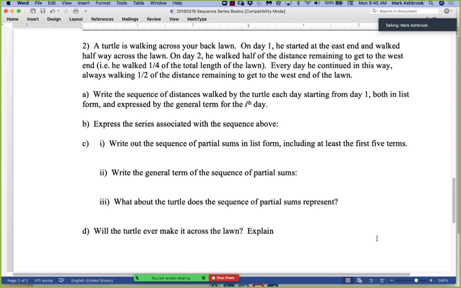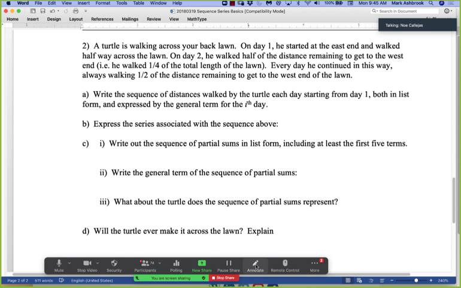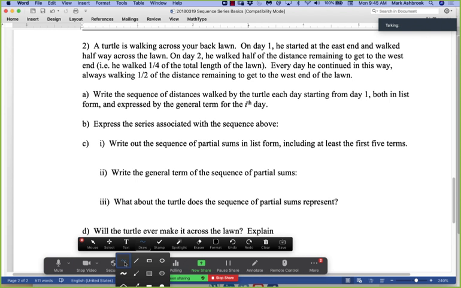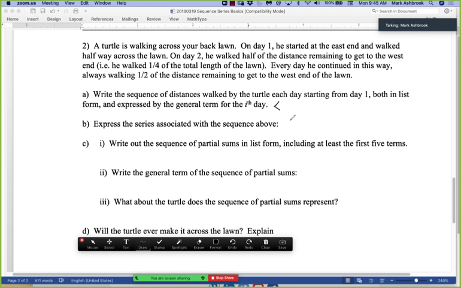Okay, so we're going to write a sequence of the distances walked by the turtle each day starting from day 1. We're going to do it as a list. Just list them out, and then we're going to figure out the formula, the general term for the ith day. So let's make the list. Remember, we're going to put the list in chevrons. In iMath AS you're going to use less than or greater than. If they're asking you actually to put them in chevrons, you use the less than sign, the greater than sign.